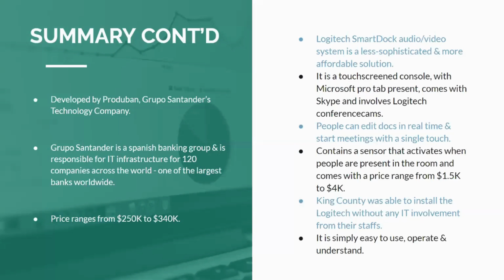We now move on to the Logitech Smart Dock Audio Video System, a less sophisticated and more affordable solution. It is a touchscreen console with Microsoft Pro Tab present, comes with Skype, and involves Logitech conference cams. People can edit docs in real time and start meetings with a single touch. It contains a sensor that activates when people are present in the room and comes with a price range from 1.5K to 4K. King County was able to install the Logitech without any IT involvement from their staff. It is simply easy to use, operate, and understand.